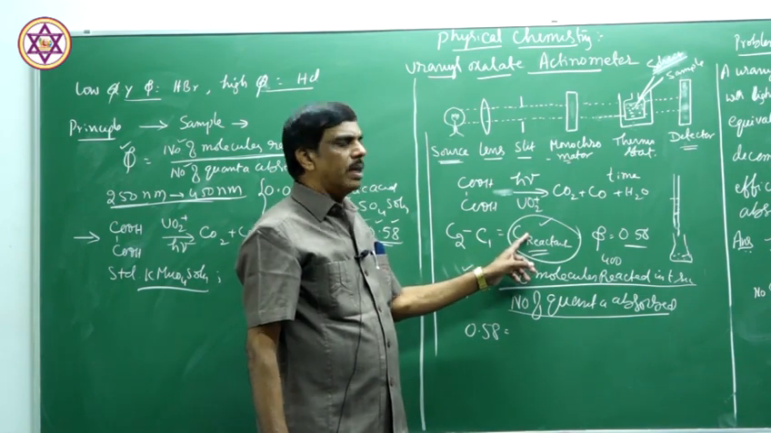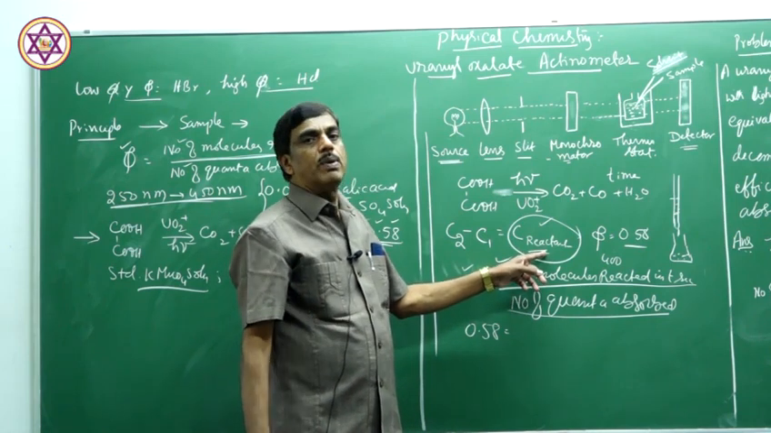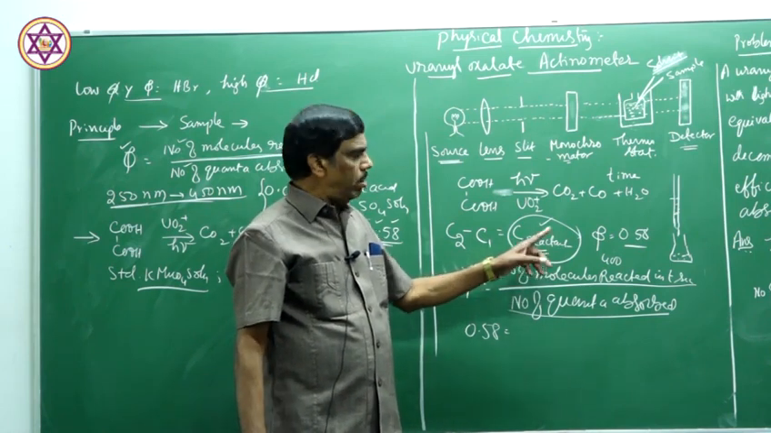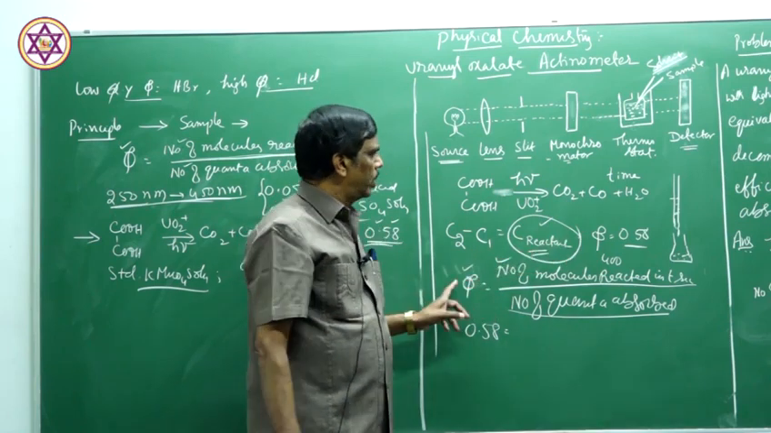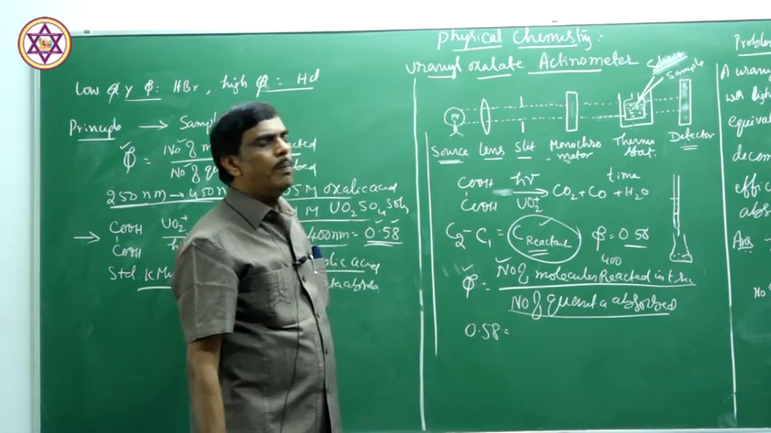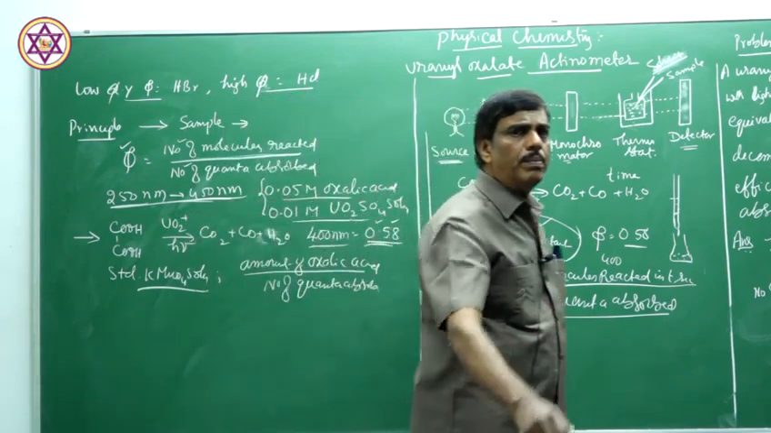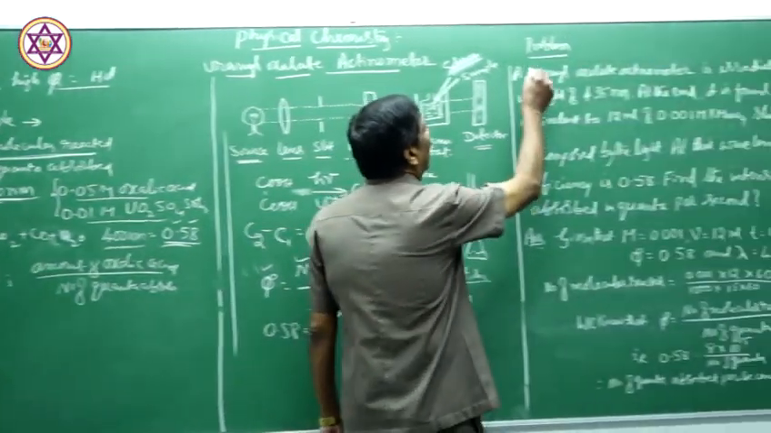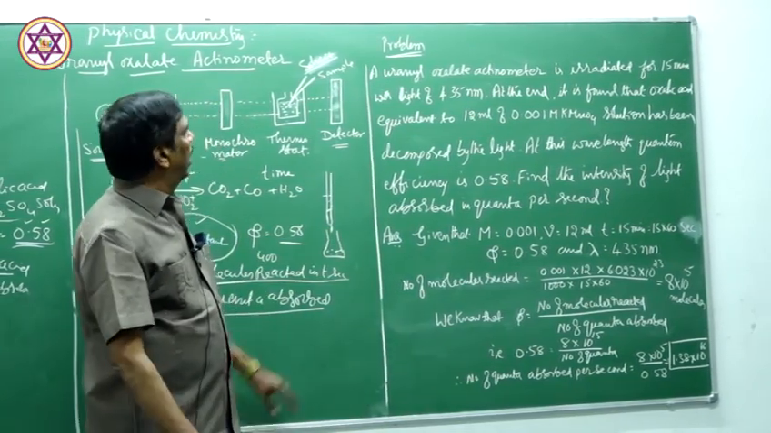Concentration of the reactant can be converted into number of molecules by multiplying it by its molarity as well as Avogadro number. Now, quantum efficiency of a known solution is substituted here and you find out the number of quanta absorbed. Therefore, one problem here, for example, you see one experiment has been carried out.